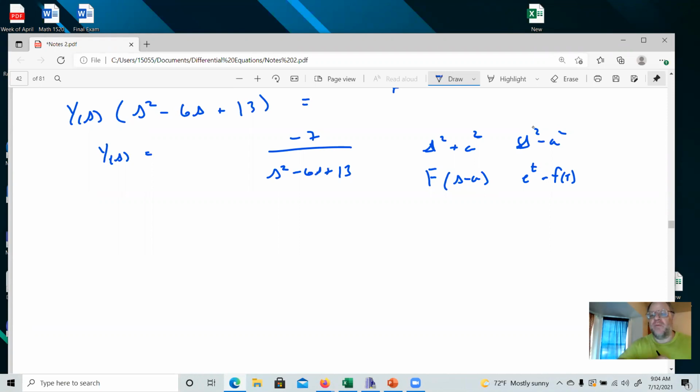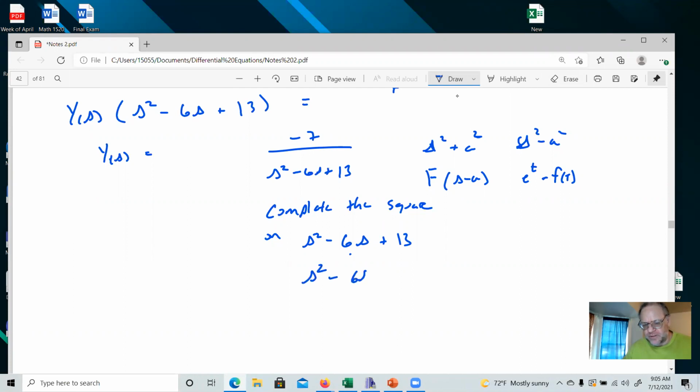Why don't we complete the square? Because this one looks pretty easy to do that on. So if we complete the square on s squared minus 6s plus 13, this is going to be s squared minus 6s, plus 9 plus 4. 13 makes 9 and 4. So we could just kind of guess what this is going to be.